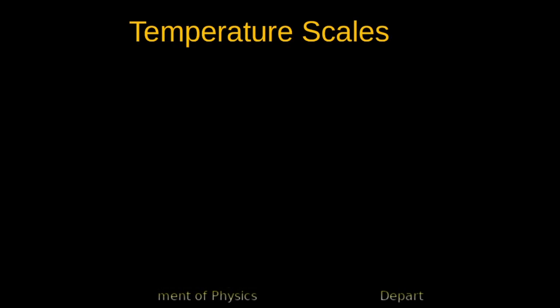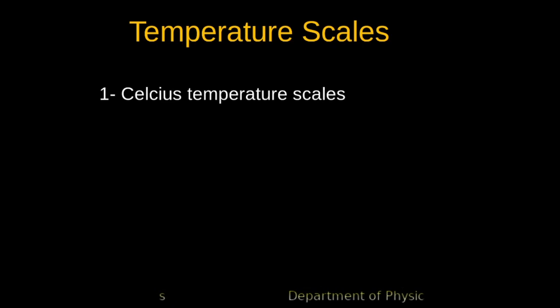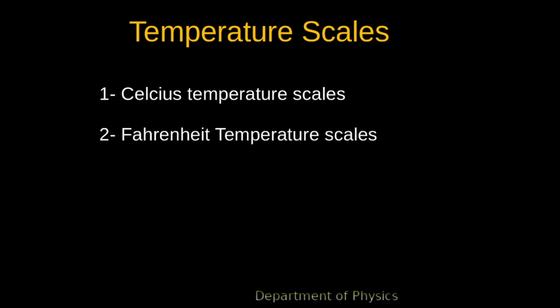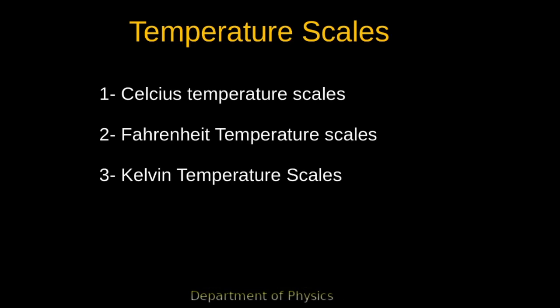To start with the temperature scale, the temperature is the degree of hotness and coldness of an object. The SI unit of temperature is Kelvin. Generally, there are three types of temperature scales: Celsius temperature scale, Fahrenheit temperature scale, and Kelvin temperature scale.